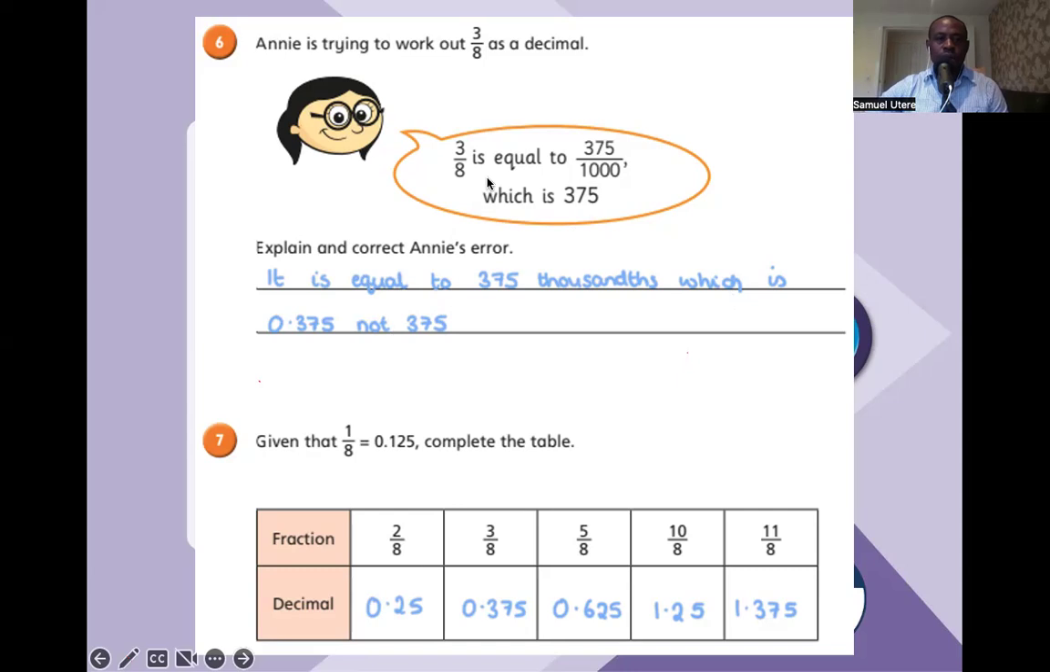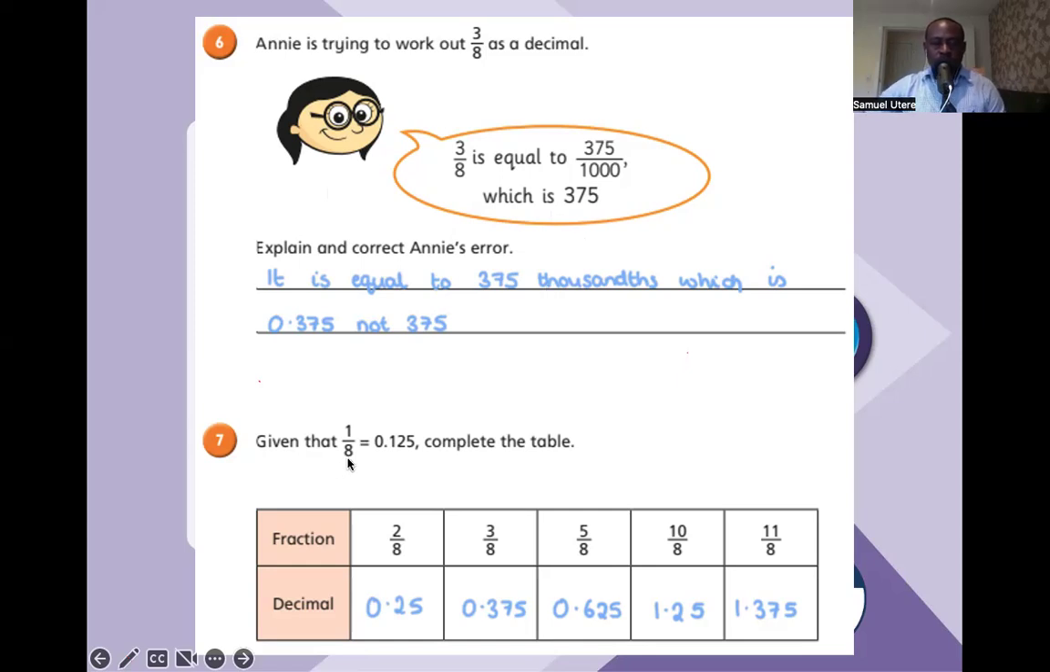So we know that 1/8 is 125 thousandths. So 3/8 will be 3 lots of that. So 3 lots, 125 plus 125 is 250. 250 plus 125 will be 375. So it's 375 thousandths, not 375.